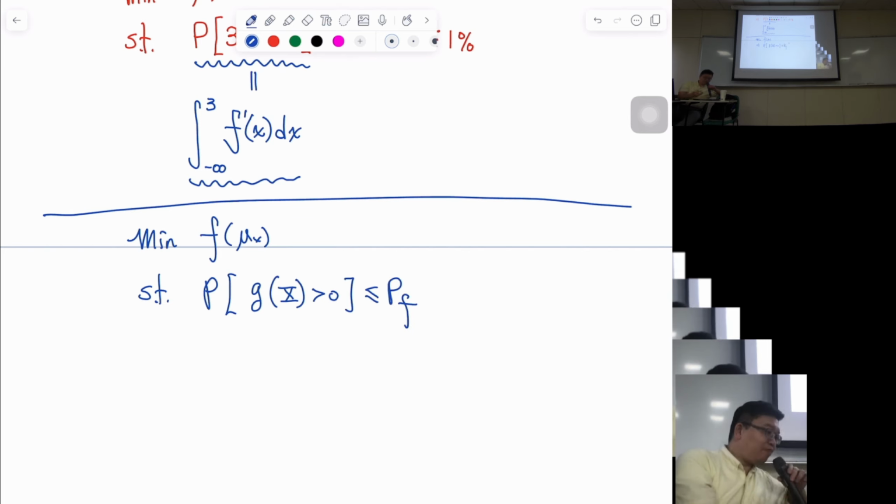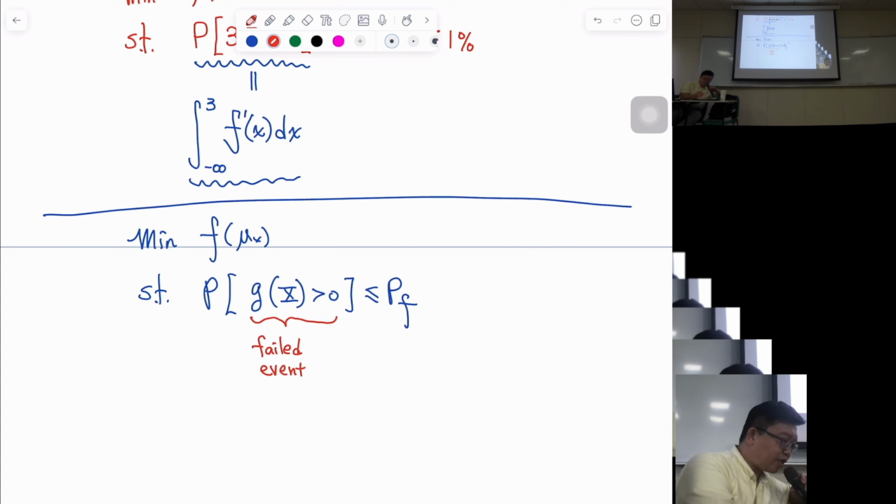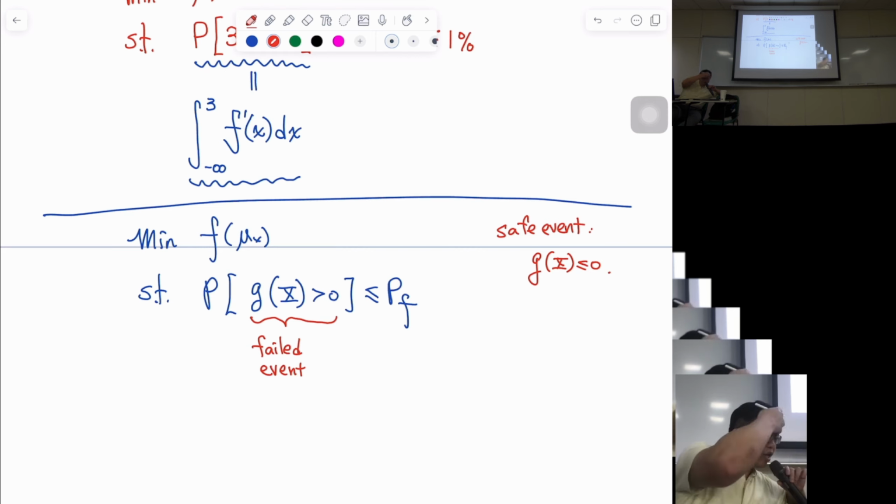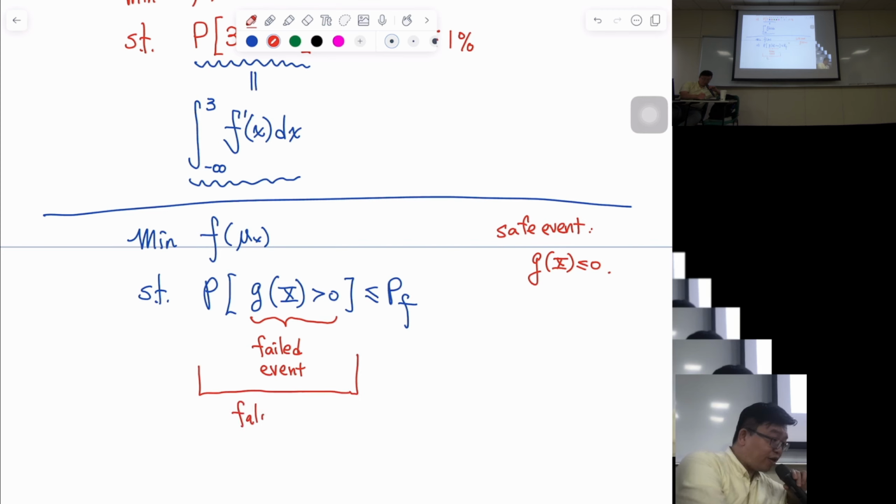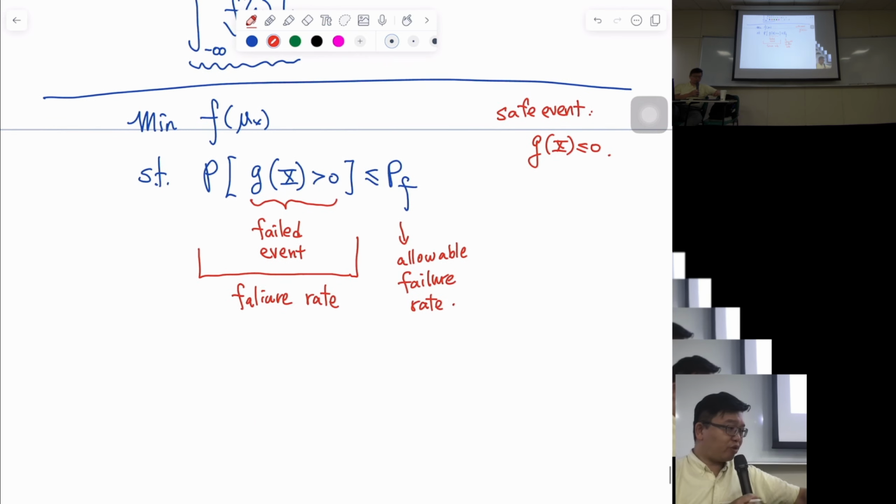So now I'm formulating this in a more general way. So basically, this is the failed event, right? So you know the safe event is g of x smaller than 0. So originally you want this, but when we are controlling the failure rate, we basically want the overall failure rate to be smaller than or equal to the so-called allowable failure. Right, so this is a more general way to formulate this.